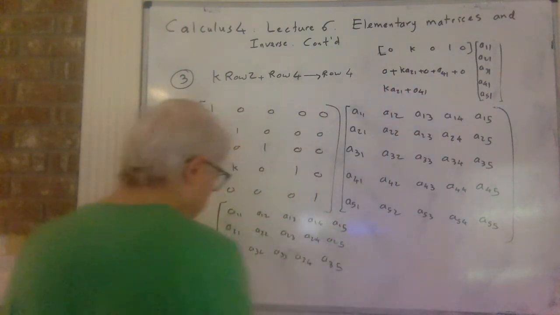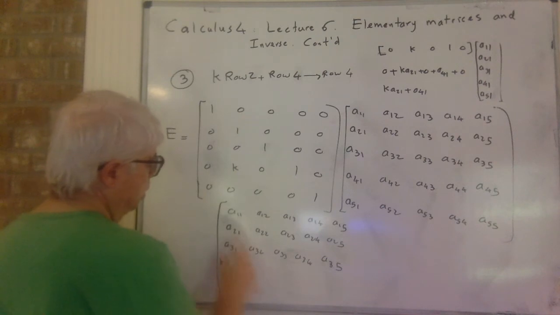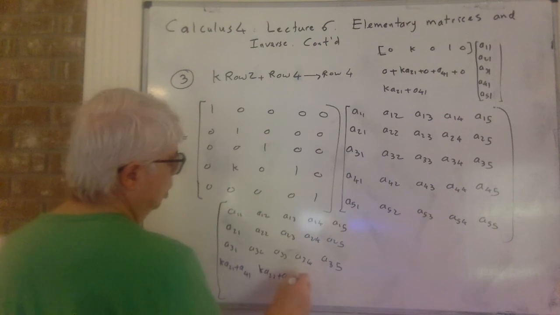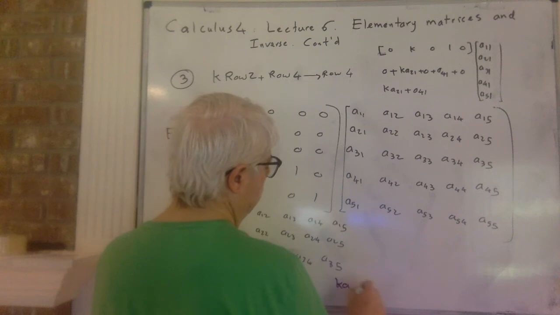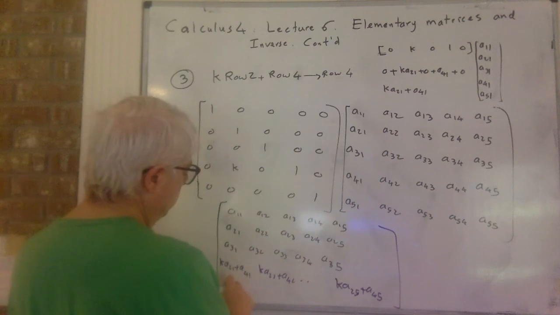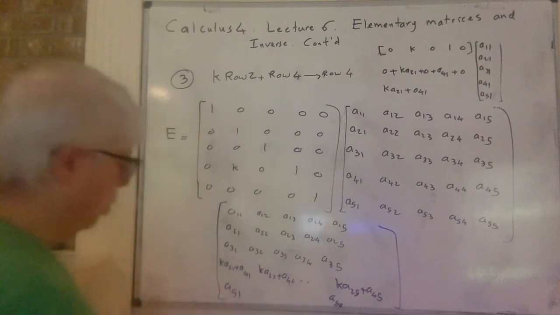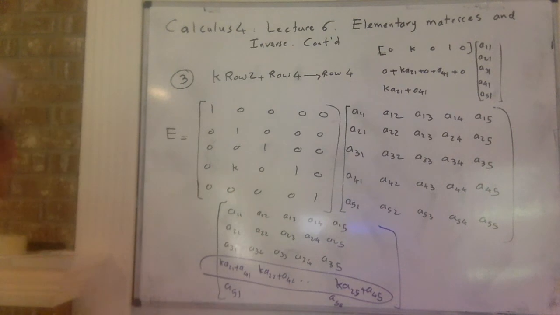So this term here is k a21 plus a41. Do it here, you will get k a22 plus a42. Up to the last one, k a25 plus a45. The last row remains, nothing happens, a51 up to a55. So what happens to the fourth row? This is the fourth row.